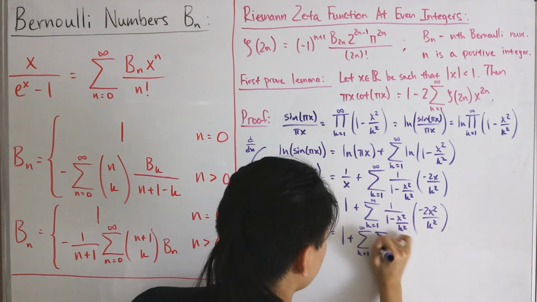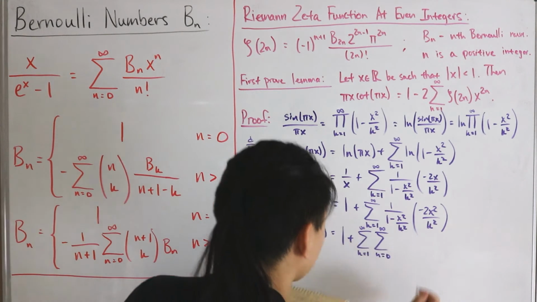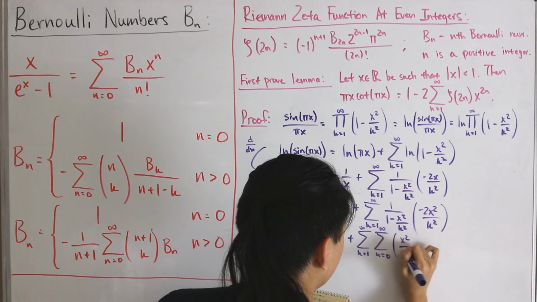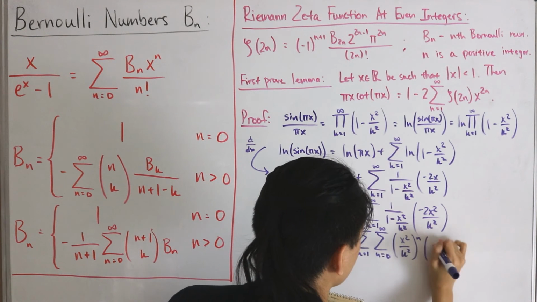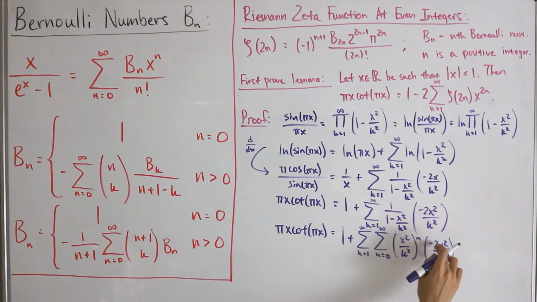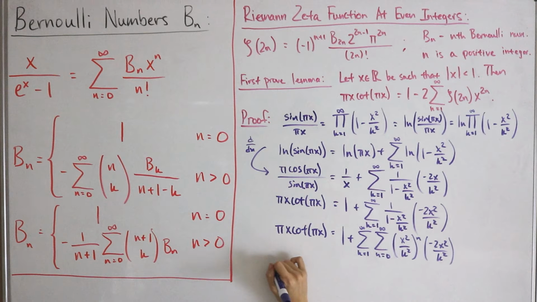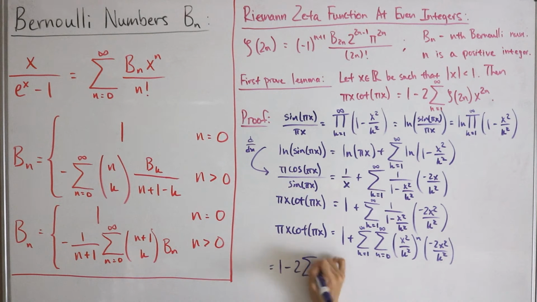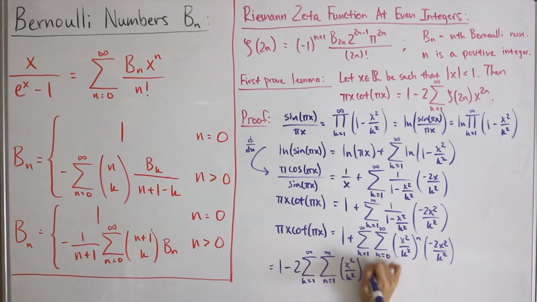And then over here, this is the infinite sum, n is equal to 0 of x squared divided by k squared, to the power n, multiplied with negative 2x squared divided by k squared. And then as you see over here, we can actually move the negative 2x squared back to the front, and the x squared over k squared goes inside with the n. So putting a step further, I have to change our indices, of course. So that means I have 1 minus 2 times the infinite sum, k is equal to 1, and now change the index so that we have n is equal to 1 of x squared divided by k squared, to the power n.